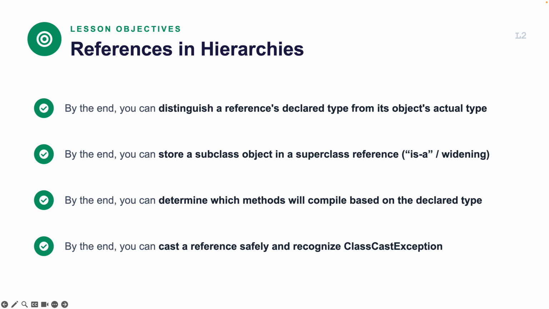Alright, so lesson objectives as always, you'll learn to distinguish a variable's declared type from its actual type, understand why a subclass object fits into a superclass reference automatically, apply the golden rule that the declared type determines which methods you can call, and use casting safely while knowing when it throws an exception. These objectives are the backbone of the whole reference topic.